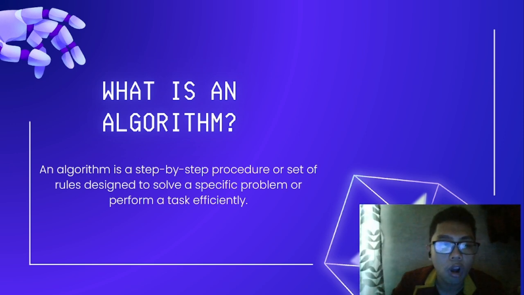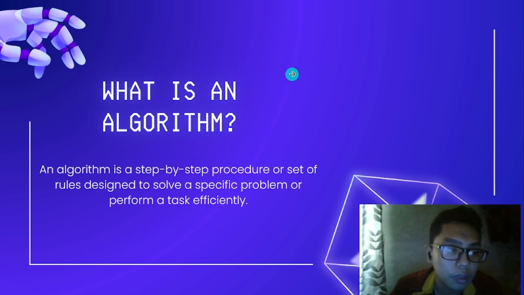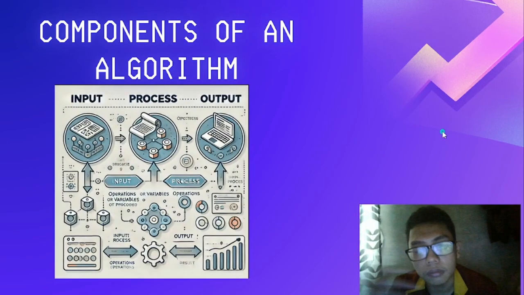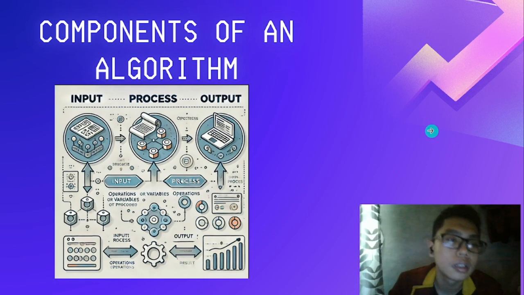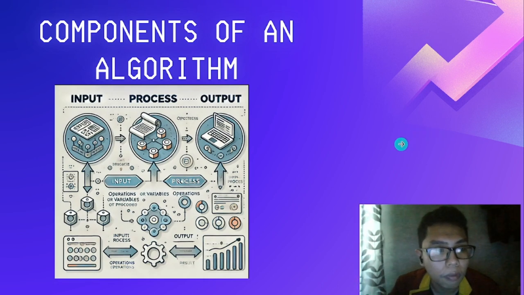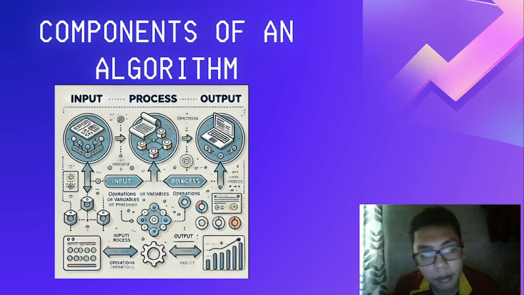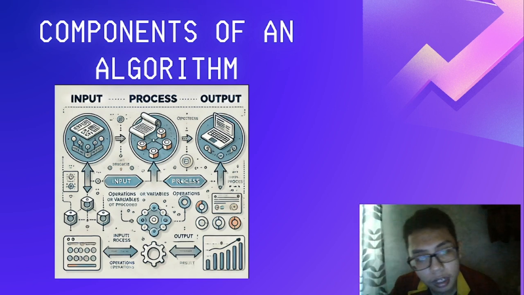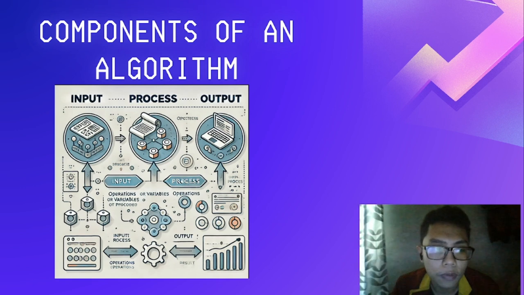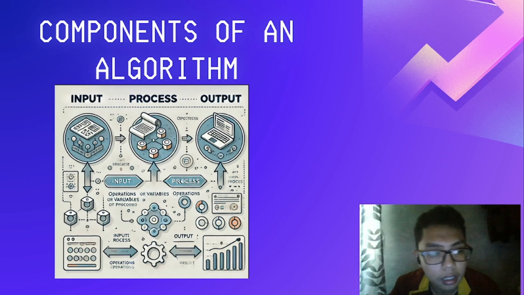Key components of algorithms. Now let's take a look at the main components of an algorithm. Basically, there are three main components to consider. The first one is input: what we feed into the algorithm, the initial data needed.